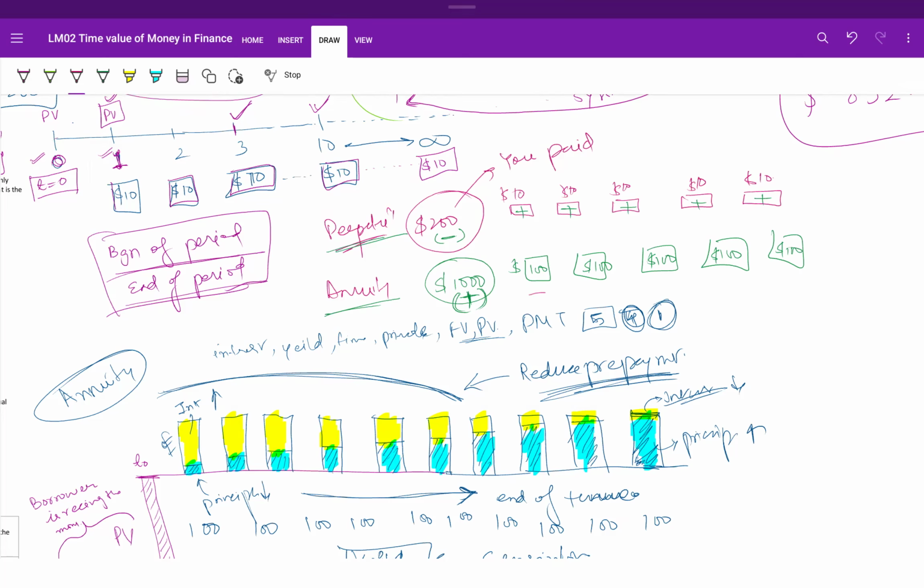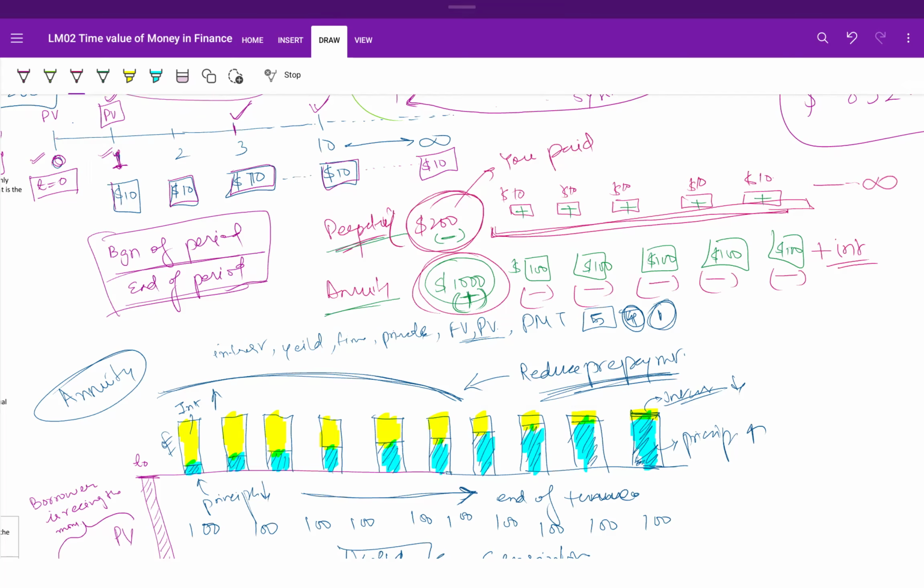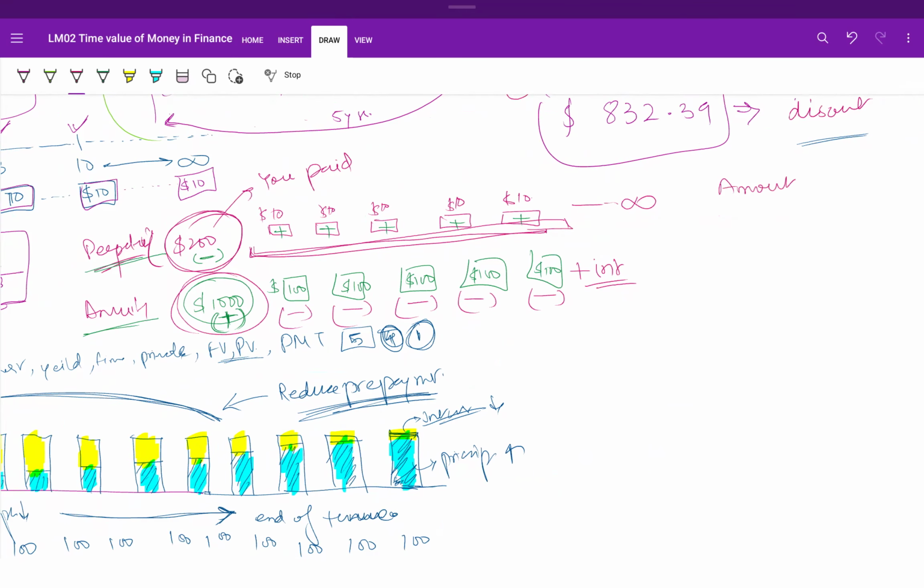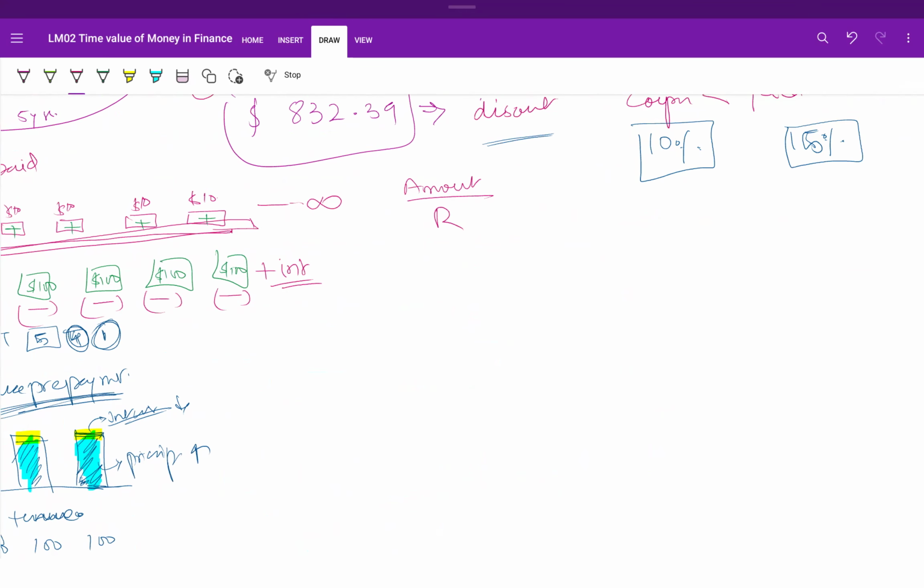Now you are paying this $1,000 plus interest. Here your interest is getting compounded at what rate? The logic of perpetuity is that time is infinite. That's why the perpetuity calculation is amount divided by R. Now understand this simple formula: the present value is future value divided by 1 plus R to the power T.